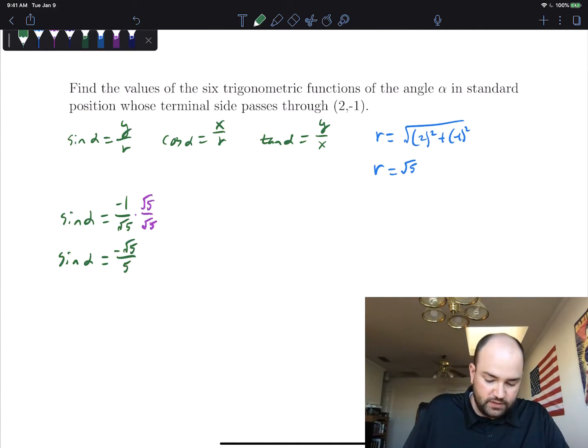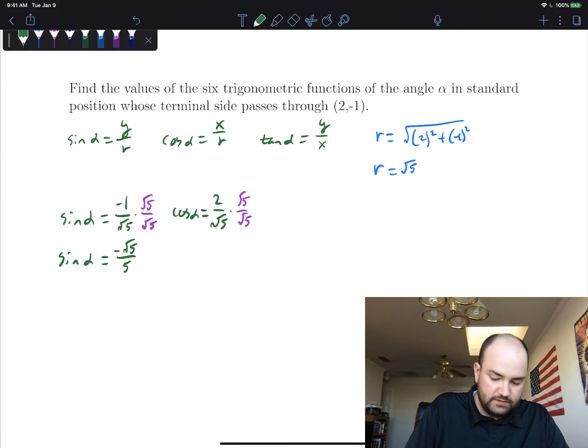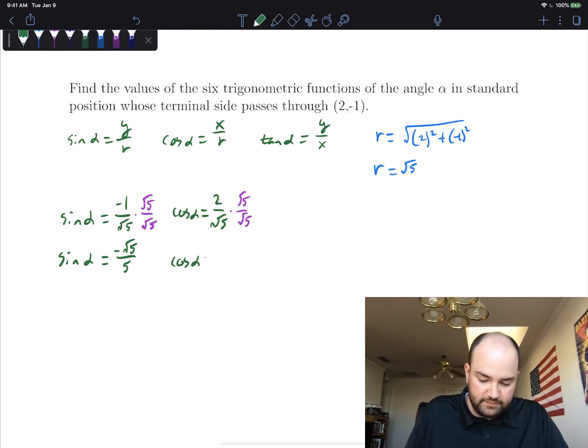Now for the next one, the cosine. Cosine alpha would be x over r. X here is 2, r is square root of 5. So it gives us 2 over the square root of 5. And again, multiply top and bottom by the square root of 5. So it gives us that cosine alpha is equal to 2 square root of 5 over 5.